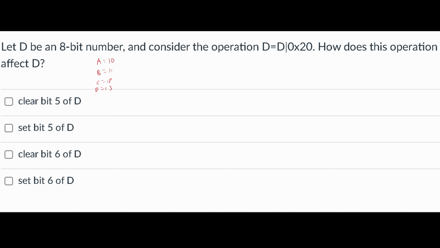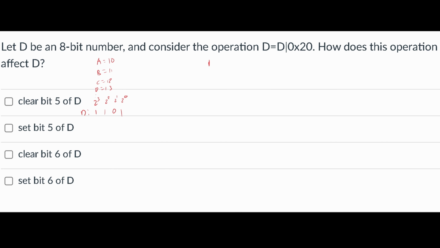Looking at D as 13, we have 2 cubed, 2 squared, 2 to the first, 2 to the 0. Well, D being 13, we know that we have to have an 8 here, so that's 1. 2 squared is 4, so we'll add these together. This is 0, and that's 1. And that's how we would have our D.